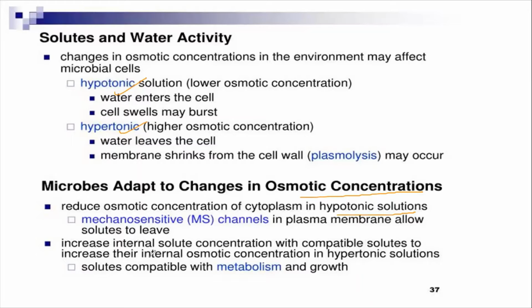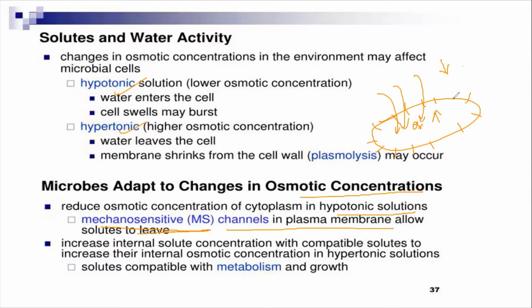Okay. So they reduce the osmotic concentration of the cytoplasm in a hypotonic solution. That is because they have got the mechanosensitive channels in the plasma membrane. We have discussed this, right? If this is the bacterial cell, then these are present on the surface. They understand that the osmolarity over here is high and here it is low, because of which the water will tend to come inside, right? But we don't want that. So in order to prevent that, we have got these mechanosensitive channels, so that they will not allow the excess water to go inside.